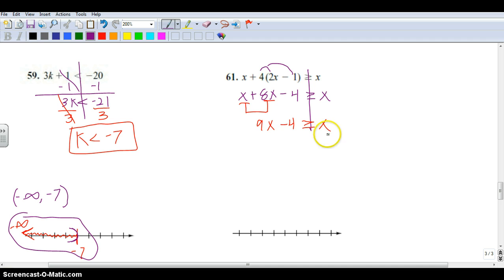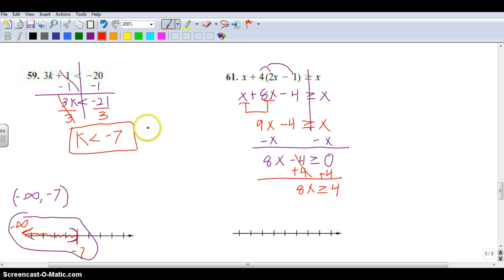Okay, got to isolate the variable to one side, so I'm going to subtract an x off of each side. So it leaves us with 8x minus 4 is greater than or equal to x minus x. That's like saying 5 minus 5, which is just 0. X minus x is just 0. Okay, so then we've got to isolate the variable. So we add 4, so we get 8x is greater than or equal to 4.